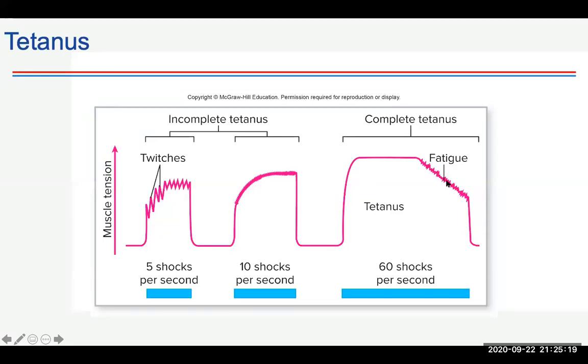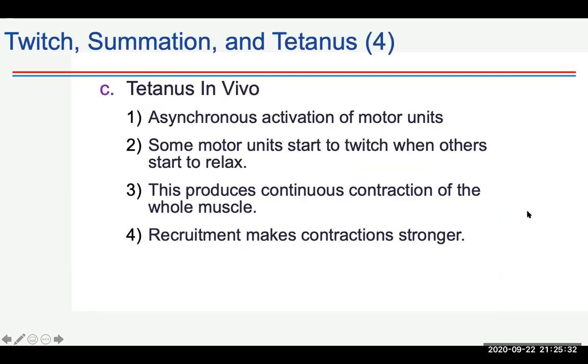And eventually the muscle will start to fatigue. You cannot completely electrically shock your muscles forever. The muscle tension will eventually decrease and the muscles will start to fatigue or break down. Tetanus in vivo is the asynchronous activation of motor units, where some motor units will start to twitch when others start to relax. This will produce, like we talked about, a continuous contraction of the whole muscle, and recruitment will make the contraction stronger.